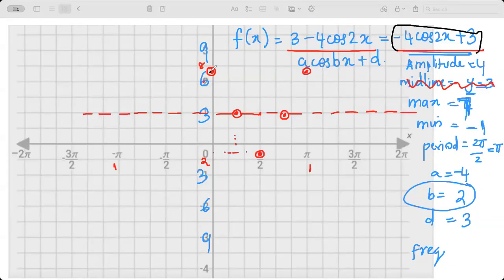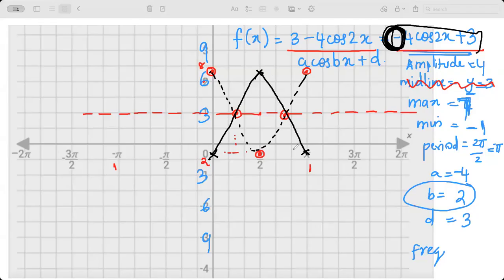Cos attains its maximum. This is the parent graph, I can say. But this is not my transform graph. Why? Something feels wrong. What is it? There is a minus, right? Yeah. So all these points get reflected, right? This one becomes your maximum. So what happens here? It goes like this, the graph. You got it, guys? The black hard ones is the right graph. Does it make sense?